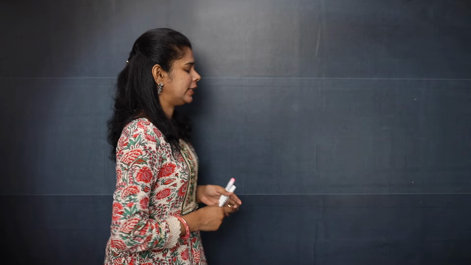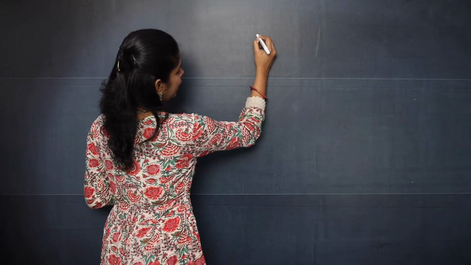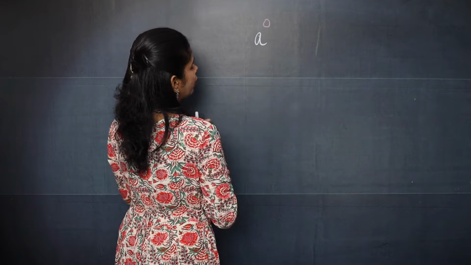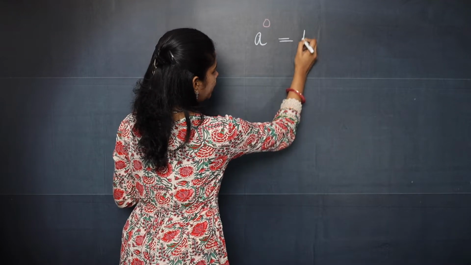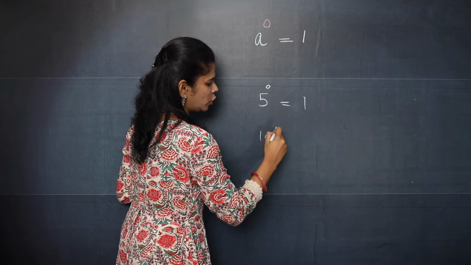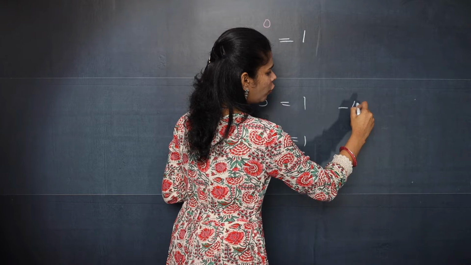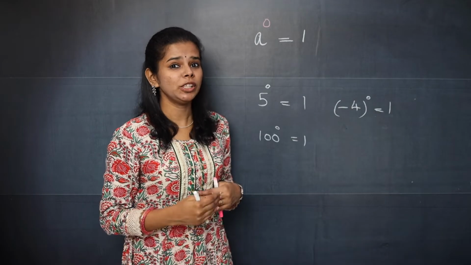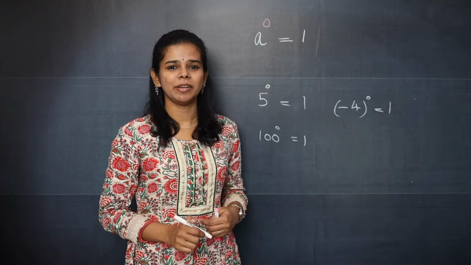What happens when the exponent is 0? That is, any number except 0 raised to the power 0 will be always 1. That is, taking a to be a non-zero integer, a raised to the power 0 will be always 1. That is, 5 raised to 0 will be 1, 100 raised to 0 will be 1, negative 4 raised to 0 will be 1. So when you take any number raised to the power 0, your answer will be 1.